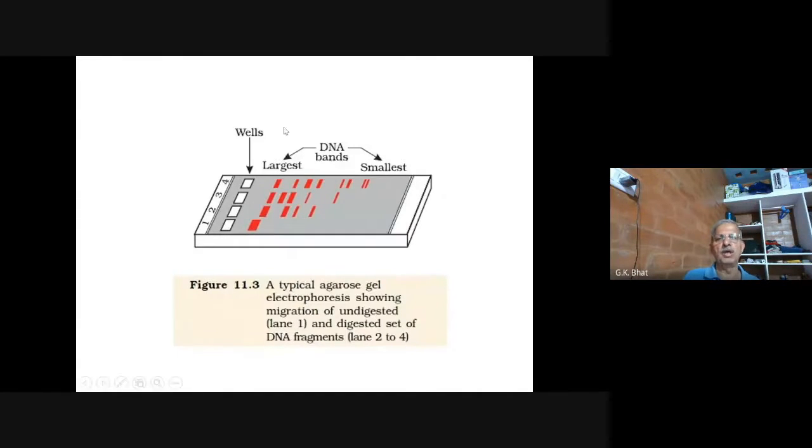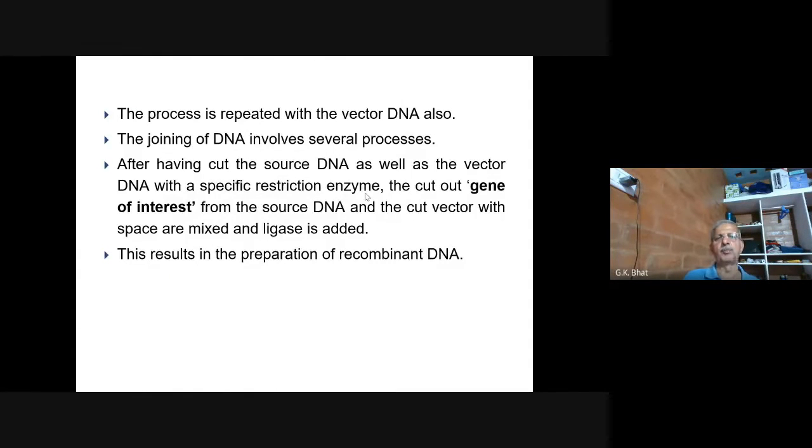Okay, so we are putting that DNA with the restriction enzymes into this well. So in this, it gets cut, and these cut small pieces of DNA run towards the anode depending upon their sizes. Smaller the size, faster is the movement. The process is repeated with the vector DNA also.